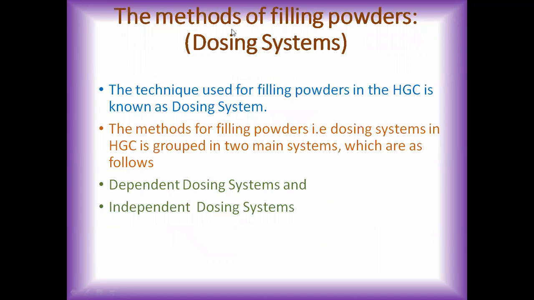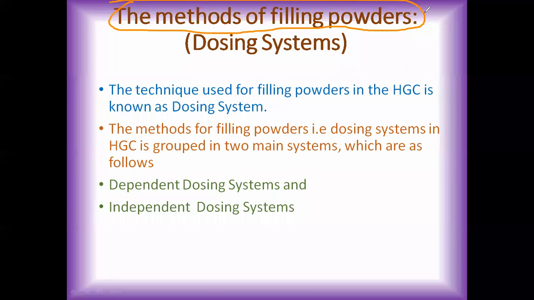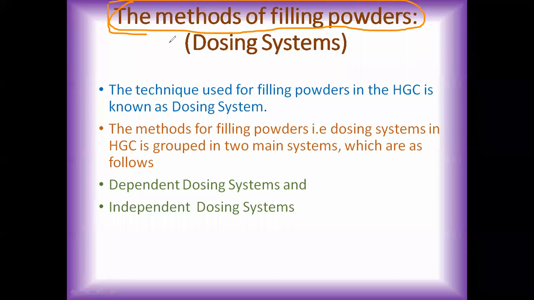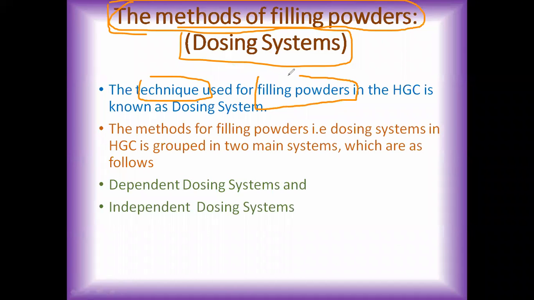Now let's talk about the methods. This point is very, very important: the methods of filling powders. The methods which are used for filling of powders into hard gelatin capsules are also called dosing systems. The third operation which we have already discussed. These dosing systems include techniques which are used for filling powders in the hard gelatin capsules. Or simply we can say the techniques used for filling the powders into the hard gelatin capsules are known as dosing systems.